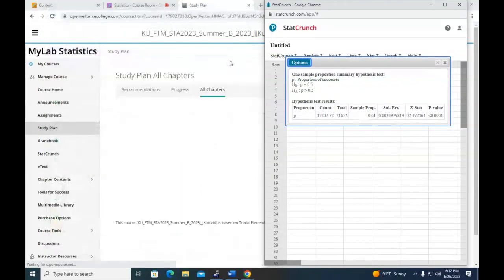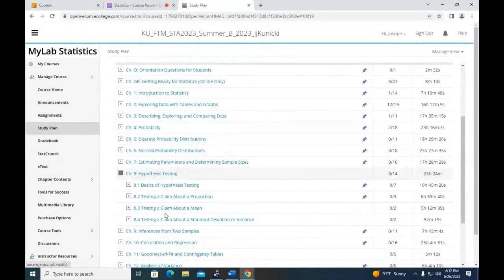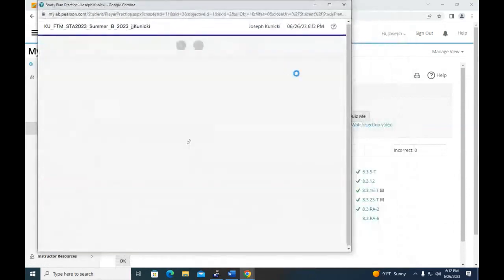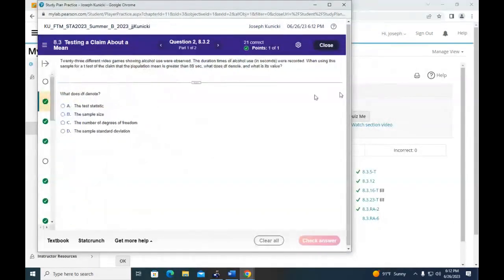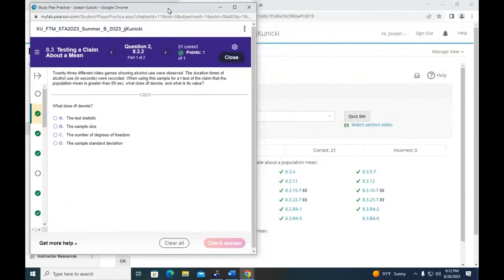Okay, so now we're going to go to means testing. Okay. This is a degrees of freedom question. Just, I guess, hammer it home one more time. 23 different video games showing alcohol use were observed. The duration times of the alcohol use in seconds were recorded. When using this sample for a t-test of the claim that the population mean is greater than 89 seconds, what does DF know and what is its value?